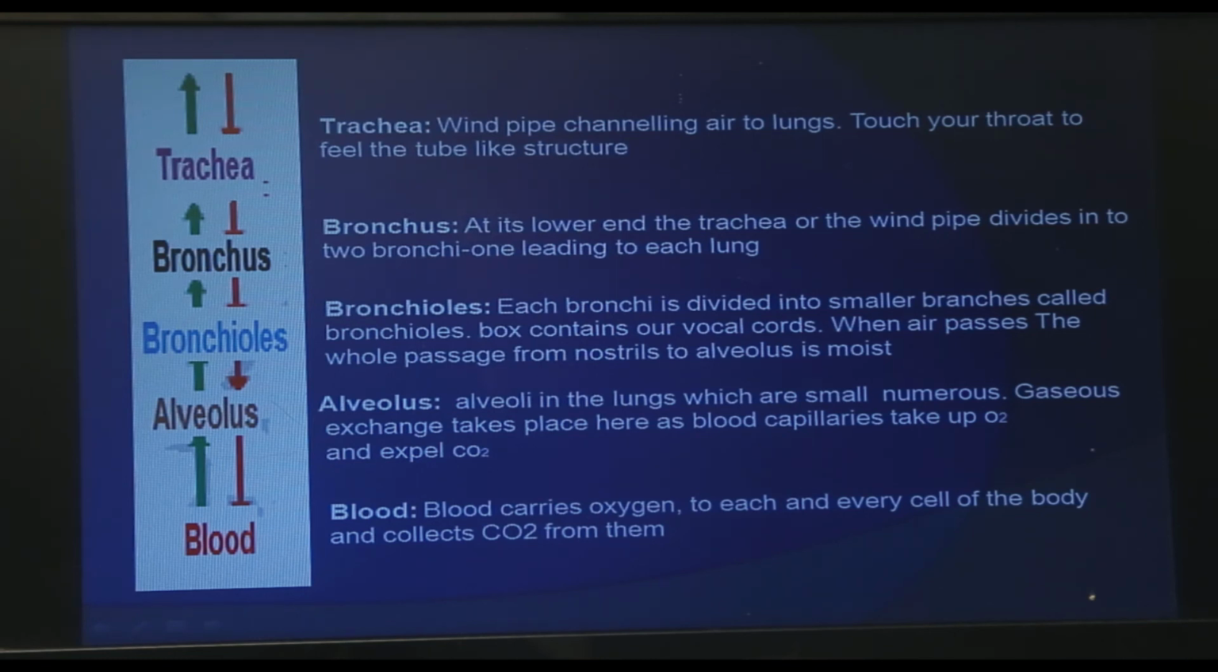When air passes, the whole passage from nostril to alveolus is moist. Alveoli in the lungs are small and numerous. Gas exchange takes place here as blood capillaries take up O2 and expel carbon dioxide. Blood carries oxygen to each and every cell of the body and collects carbon dioxide from them.